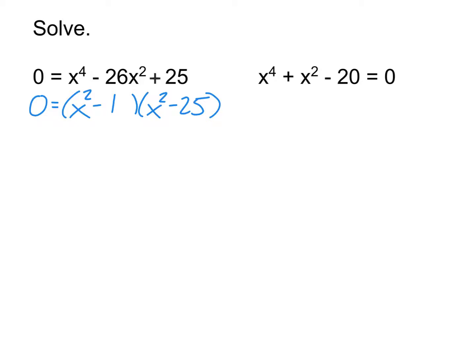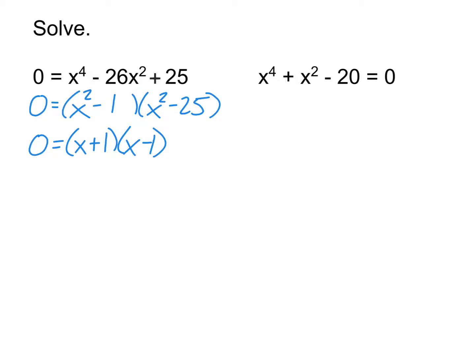Now I look at each of those parentheses and see, can each of those factor? So the x squared minus 1, does that factor? Yes, it does. The x squared minus 1 is going to factor down, so we go 0 equals still, keep track of the 0. Adding to 0 and multiplying to negative 1 here is going to be 1 and negative 1. So that's the x squared minus 1 factored.